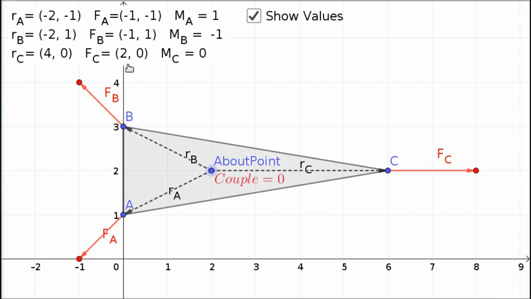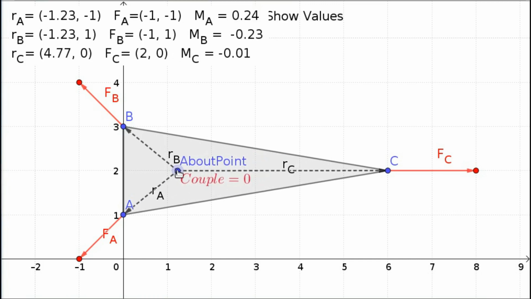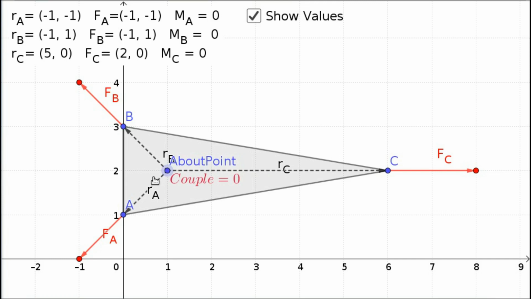This is a very useful tool for calculating. We'll see this is a very useful tool for calculating reactions at supports.